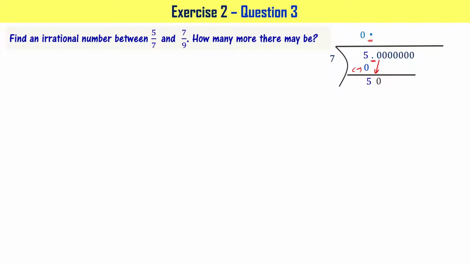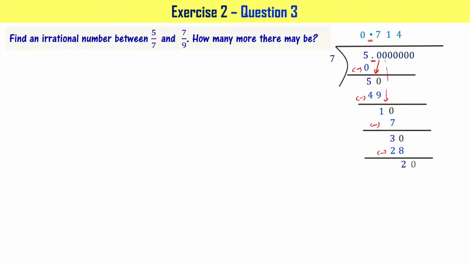Now 7 times 7 is 49. Subtract 49 from 50. You have 1. Now bring the next 0. This becomes 10. 1 times 7 is 7. When you subtract 7 from 10, you have 3, right? Now bring another 0 so that it becomes 30. 4 times 7 is 28. When you subtract 28 from 30, what you have is 2, right?